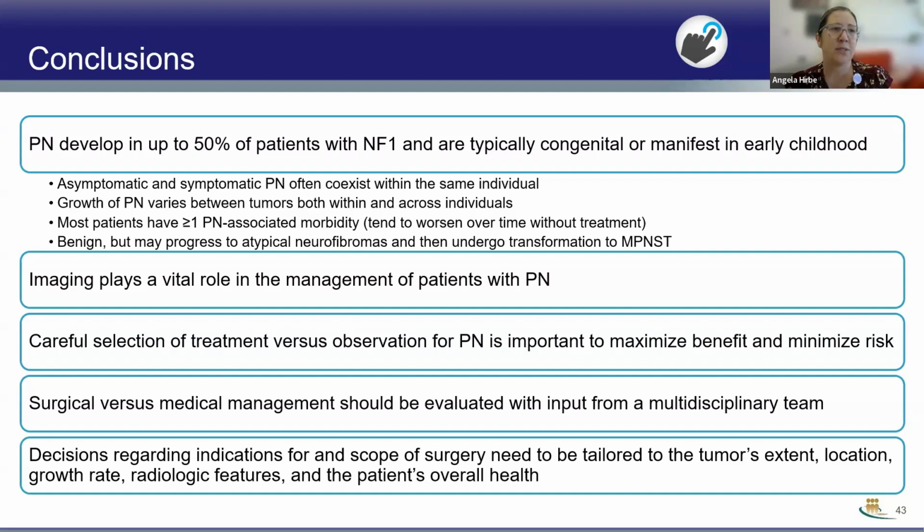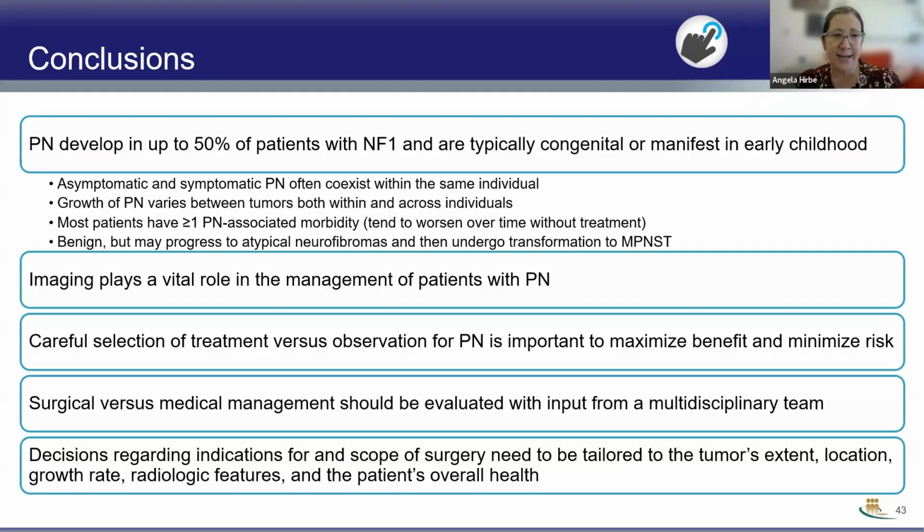While these are benign tumors, they may progress into a pre-malignant atypical lesion and then undergo transformation to MPNST. And so that's important to consider when you are following these patients and thinking about starting systemic therapies. Imaging plays a vital role in the management of patients with plexiform neurofibromas. Careful selection of treatment versus observation is important to really maximize benefit and minimize risk. Surgical versus medical management should be evaluated with input from a multidisciplinary team, again, to make sure you're making the right decision for every individual patient.